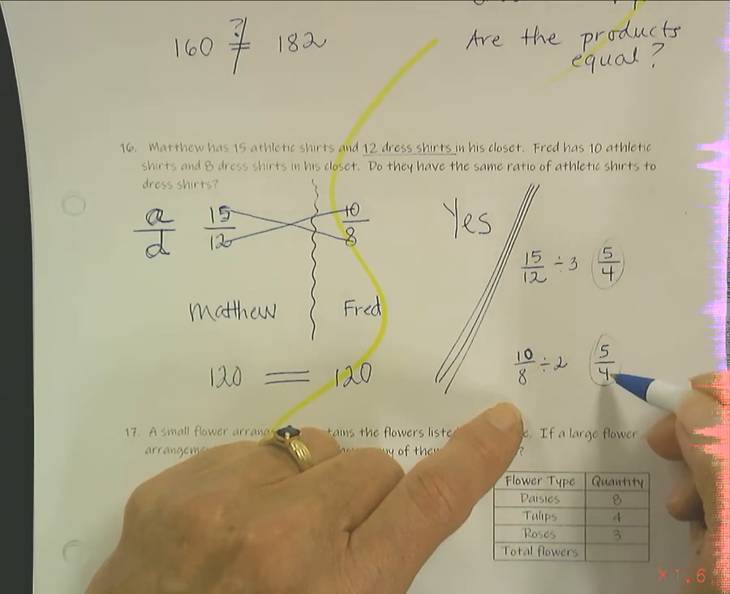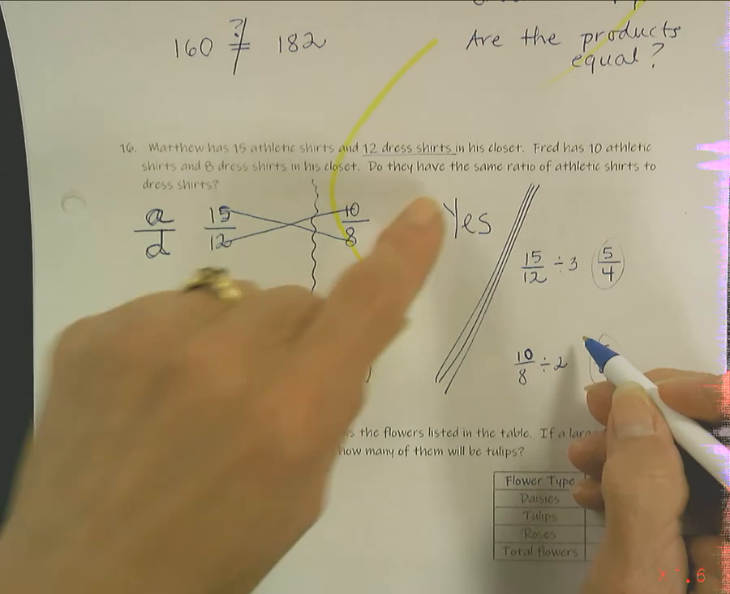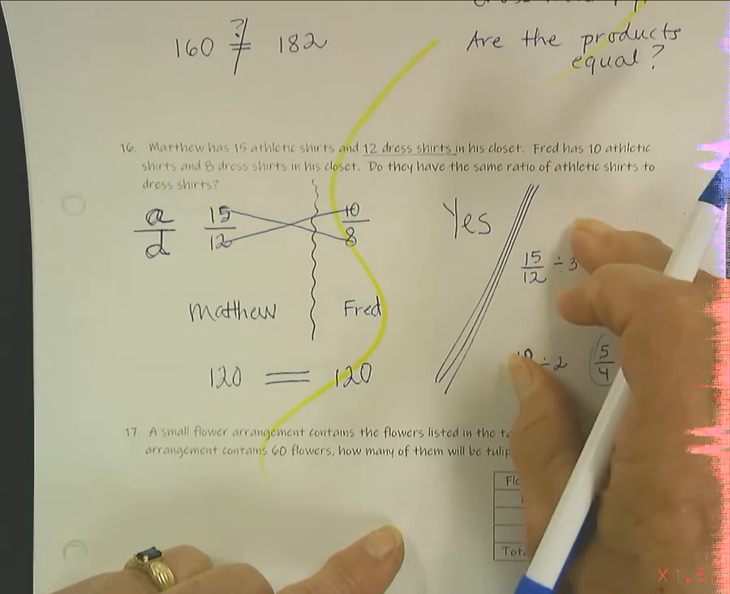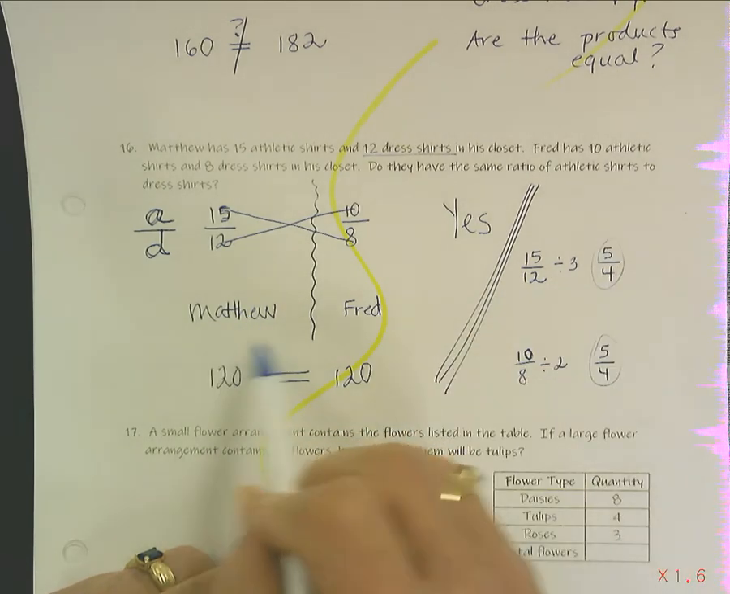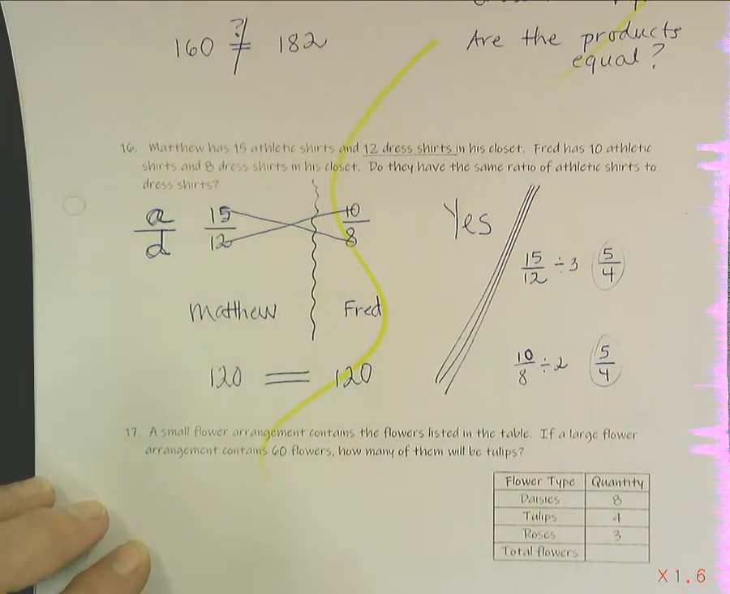Did we put that down? You don't have to. Okay. I'm just showing you another way to determine the answer is yes. But if you don't like reducing fractions, I do, you can do this cross multiplication technique.